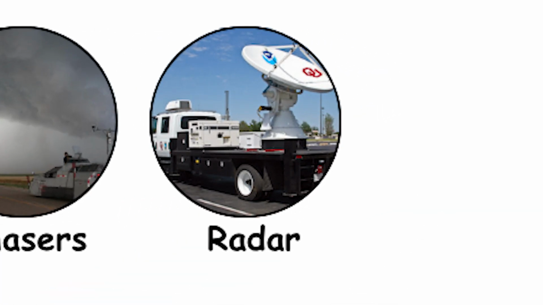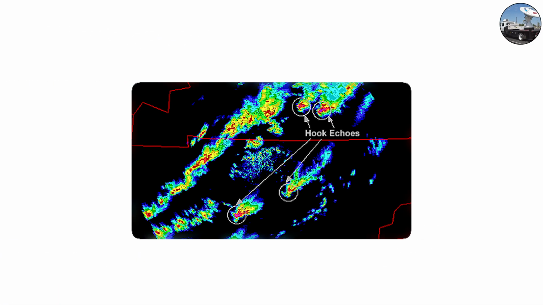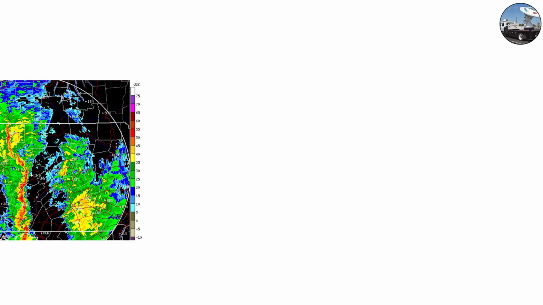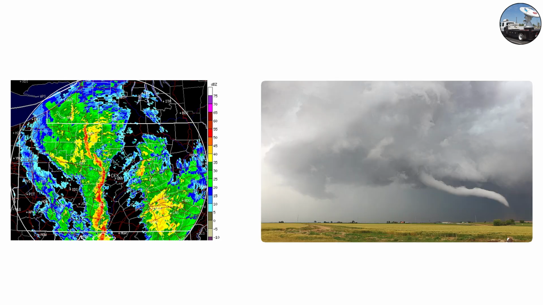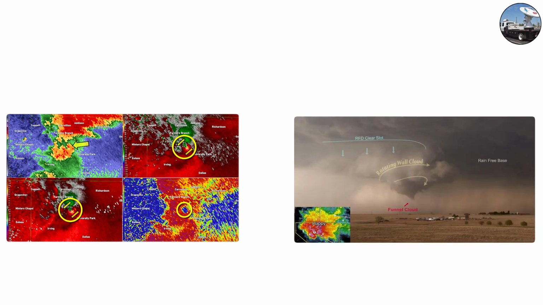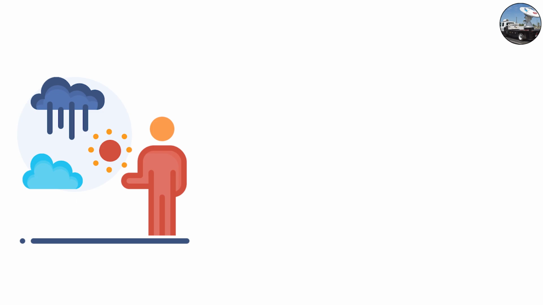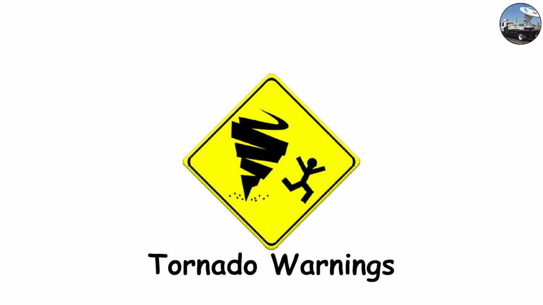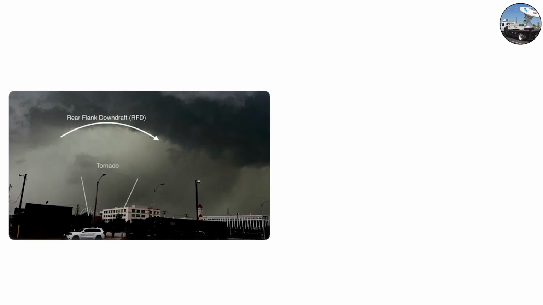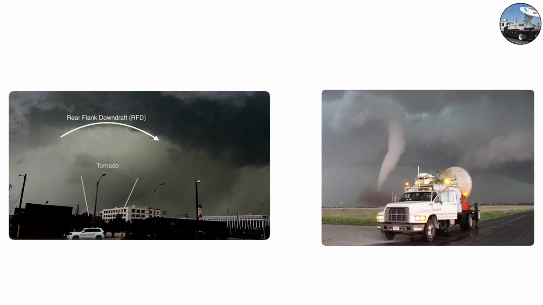Radar and meteorologist tools. On radar, the RFD can sometimes be identified as a hook echo, a curved appendage on the storm's reflectivity image, where precipitation has been wrapped around the mesocyclone. Dual polarization radar can also pick up on differences in precipitation size and type within the RFD. Meteorologists use these signatures, along with reports from spotters and chasers, to decide when to issue tornado warnings. The presence of a strong RFD often tips the scale from possible to likely in forecasting.